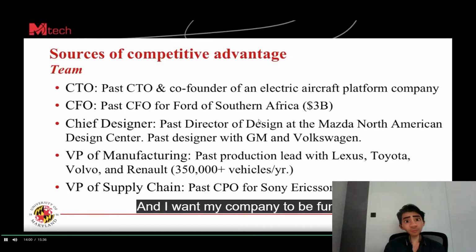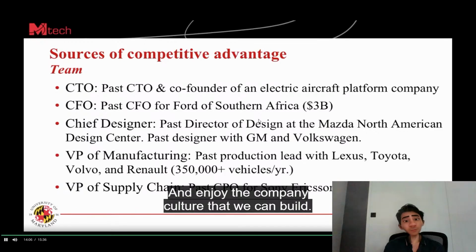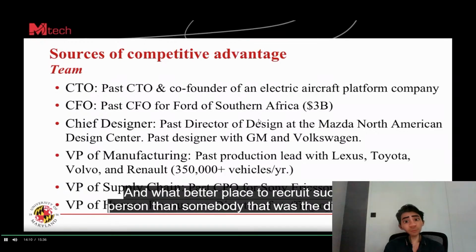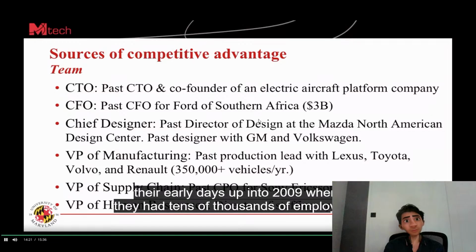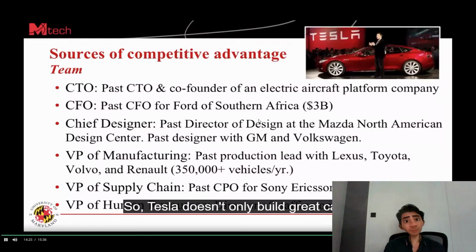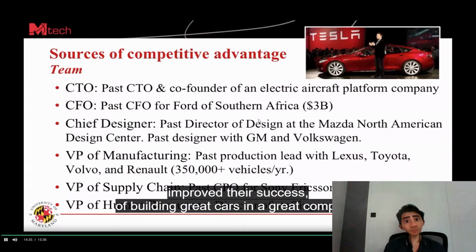And I want my company to be fun. I want my company to be somewhere that individuals can come and enjoy what they do, and enjoy their work, and enjoy the company culture that we can build. And what better place to recruit such a person than somebody that was the director of staffing operations for Google that was responsible for growing them from their early days up into 2009, where they had tens of thousands of employees. So Tesla doesn't only build great cars, they build great teams. And they build a great team in the beginning that enabled them and improved their success of building great cars in a great company.